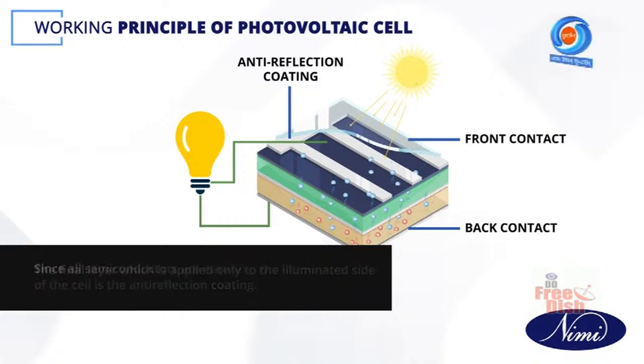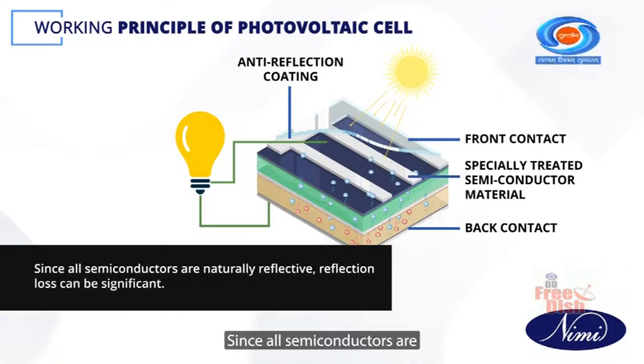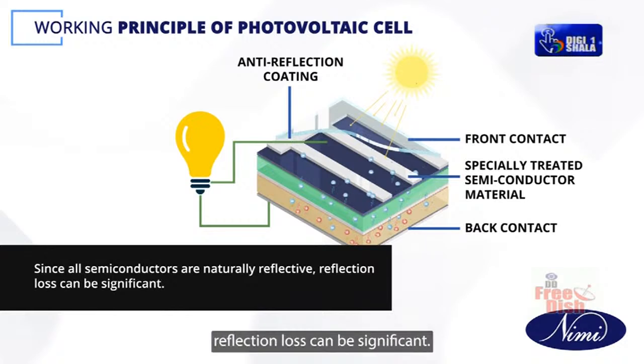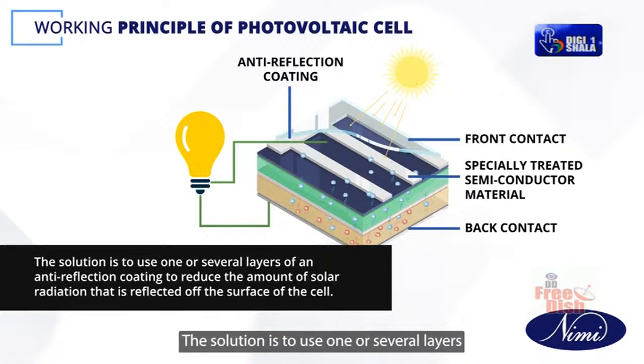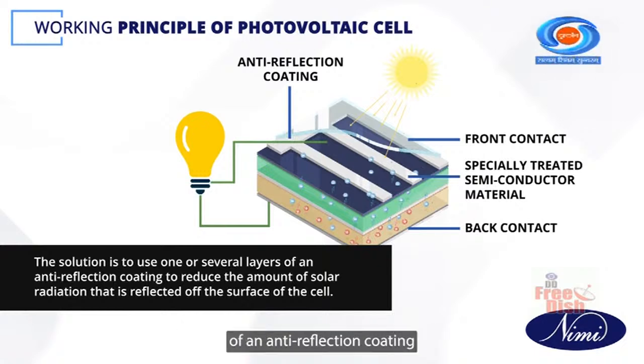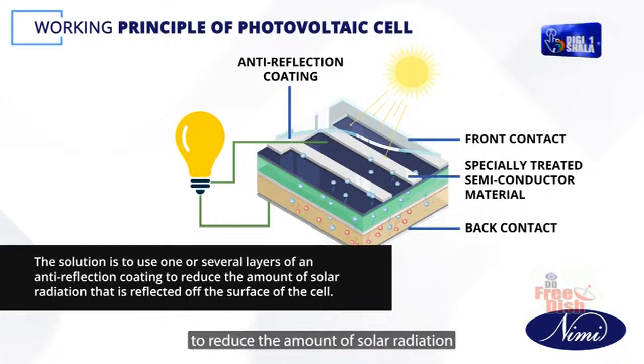The final layer, which is applied only to the illuminated side of the cell, is the anti-reflection coating. Since all semiconductors are naturally reflective, reflection loss can be significant. The solution is to use one or several layers of an anti-reflection coating to reduce the amount of solar radiation that is reflected off the surface of the cell.